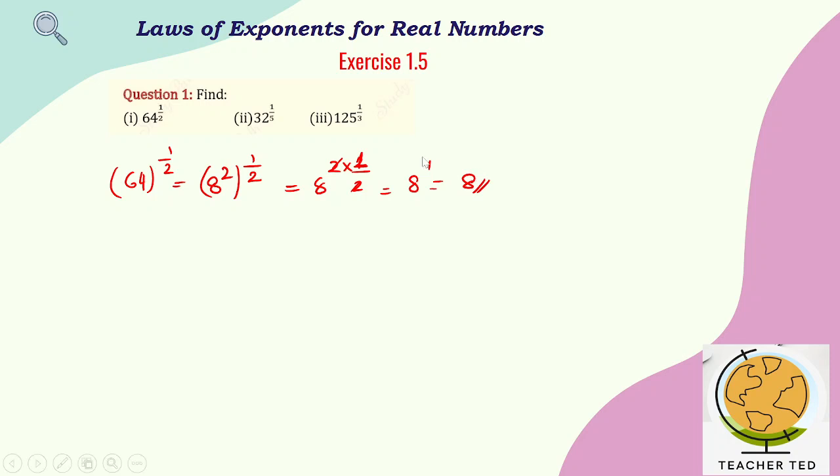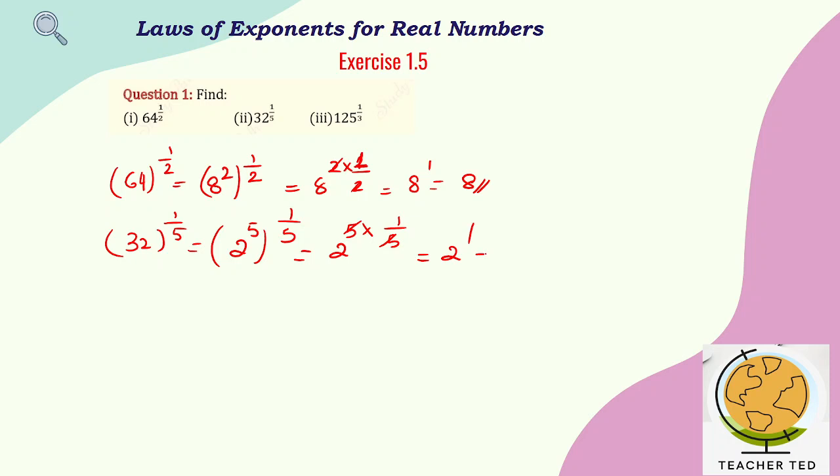Coming to the second question, that is 32 to the power of 1 by 5. So carefully observe here. There is 5 here. You should give a power of 5, so 32 should be written as a fifth power of some number. So 32 to the power of 1 by 5 can be written as 2 to the power of 5, whole to the power of 1 by 5. You take outside 2 to the power of 5 into 1 by 5. 5 gets cancelled. 2 to the power of 1, so 2 itself.